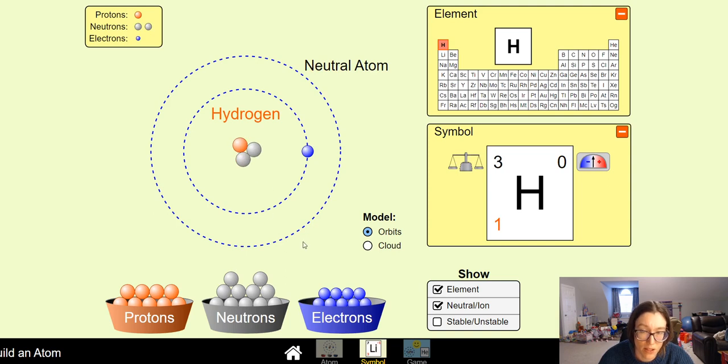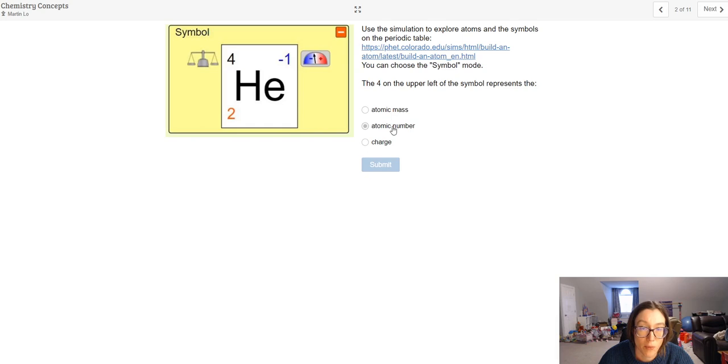And so what do you guys think this might represent? Let's see, what are our options here? Our options are atomic mass, atomic number, or charge. All right. Right, it's atomic mass. So that's what the measure here is for. We're measuring the atomic mass, right? That's correct.